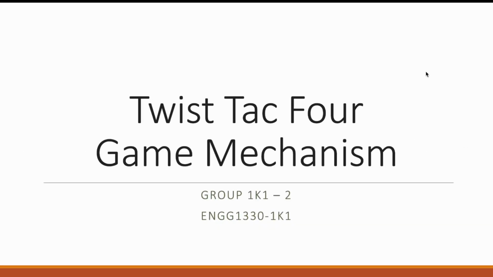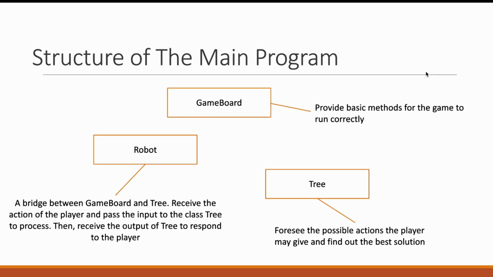I will explain the game mechanism behind our game, Twist Stack 4. So we've got three structures. The first one is the game board, which provides the basic methods for the game to run correctly. The second one is the robot, which is the bridge between the game board and a tree. The third one is a tree that will foresee the possible actions the player may take and find the best solutions for the robot.